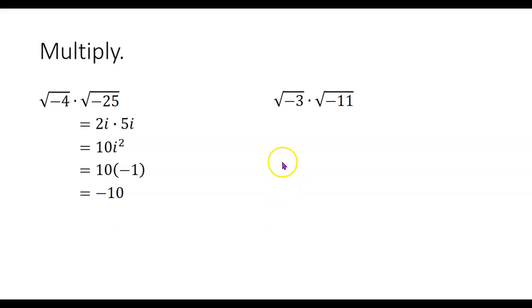Okay, here's another one like that. The square root of negative 3 times the square root of negative 11. Again, whenever you see the square root of a negative number, you immediately turn it into the square root of a positive number times i. So we have the square root of 3 times i times the square root of 11 times i.